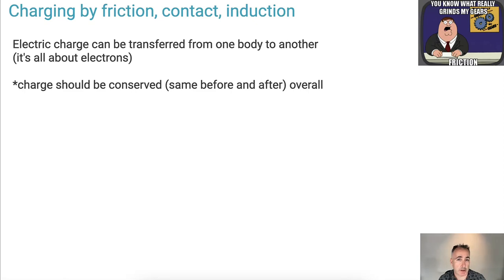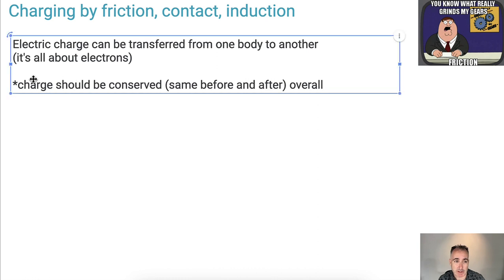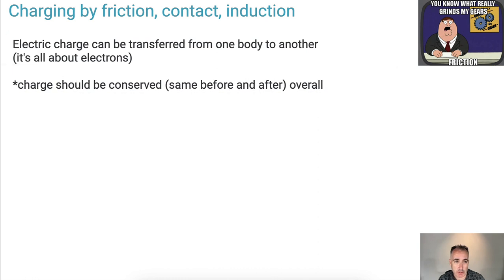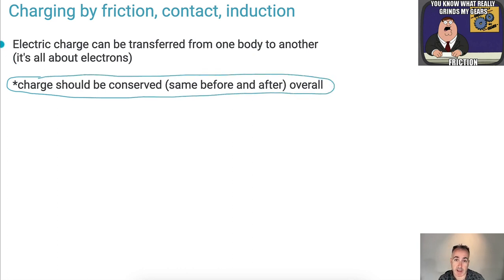We're going to be talking about how to transfer charge from one object to another via a few different mechanisms. One is by friction. We're also going to learn how it works with contact and by induction. But the key thing right here is that the charge should be conserved. Okay, so this is one of the most important things. What we have before should equal what we have after.